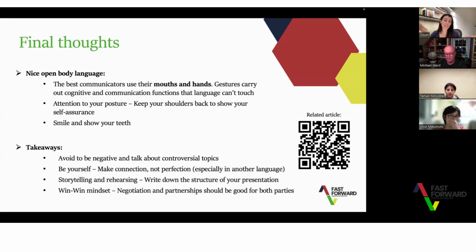And of course, negotiation and partnerships should be good for both parties. So start all these kinds of conversations with a win-win mindset. Both parties really have to feel they are winning, it has to be good for both. So make a connection, and try to make good things for both parties.